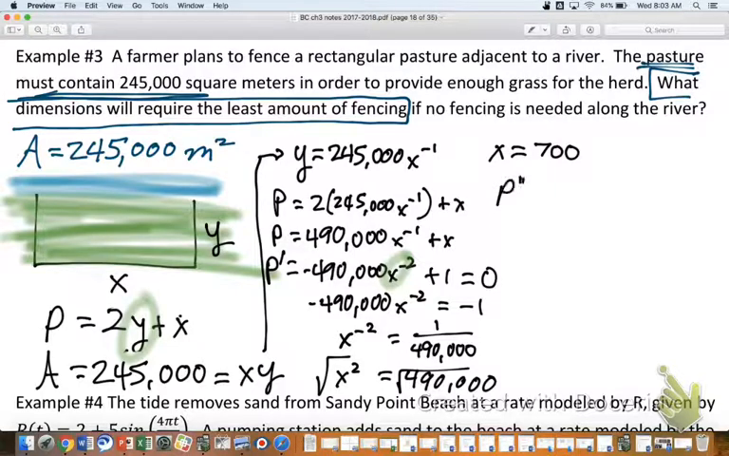I would just say that p double prime is equal to positive 980,000 x to the negative 3 plus 0, technically. So all I really have to do here is use my calculator to find p double prime of 700, which would equal 980,000 over 700 to the third. Would you have that? No. You've got to use a calculator for this, obviously.